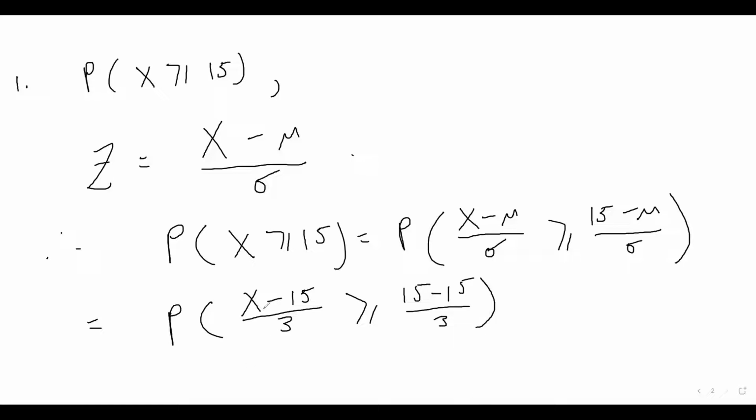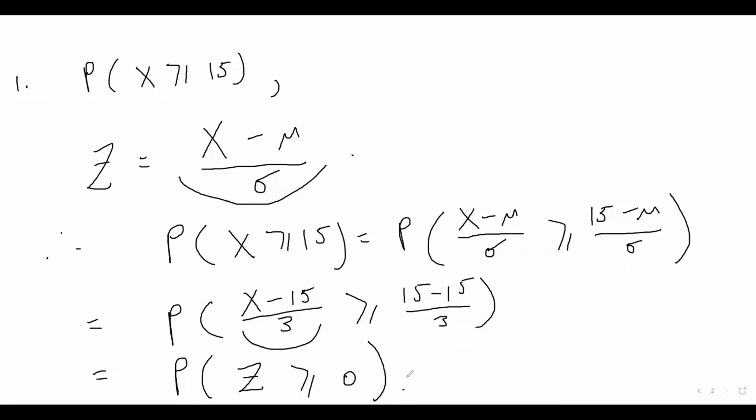All right. So now this over here, we can just write it as z, because of this formula. When you go x minus mu over sigma, you can just replace this with z, because now you've standardized it. It now follows a standard normal distribution. So this is equal to z at least, and 15 minus 15 is 0. So basically the probability that x is at least 15 is equal to the probability that z is at least 0. It's the same.